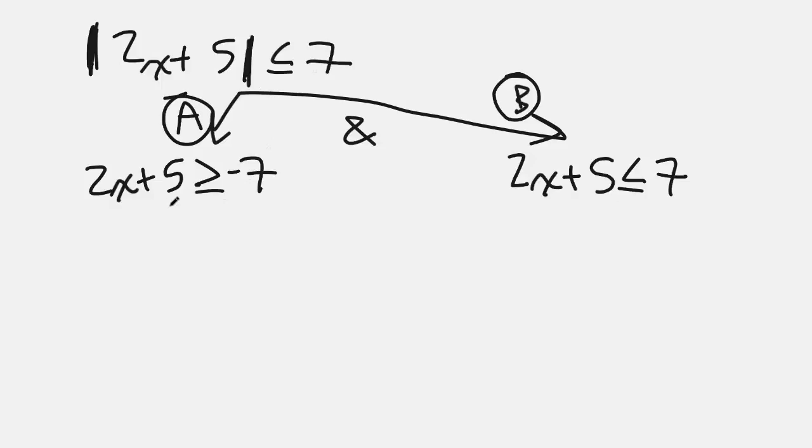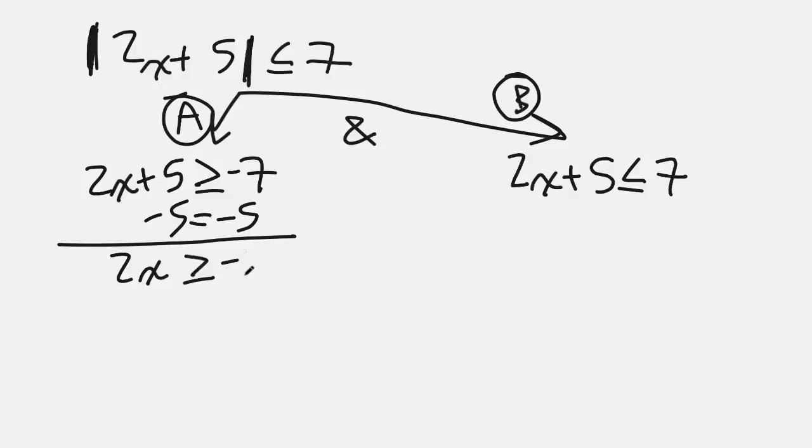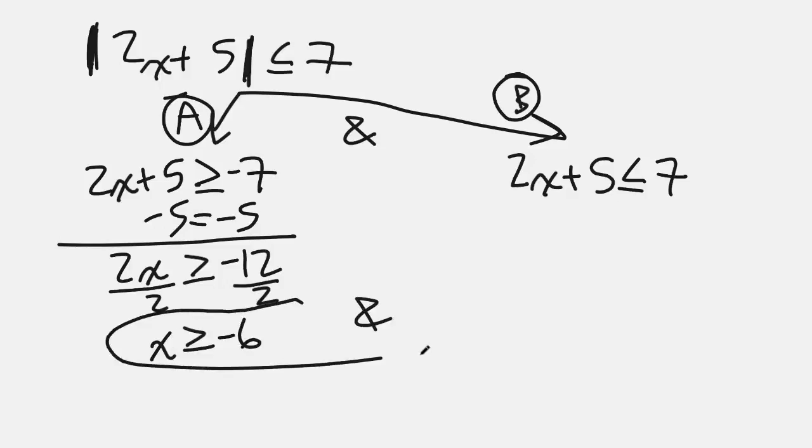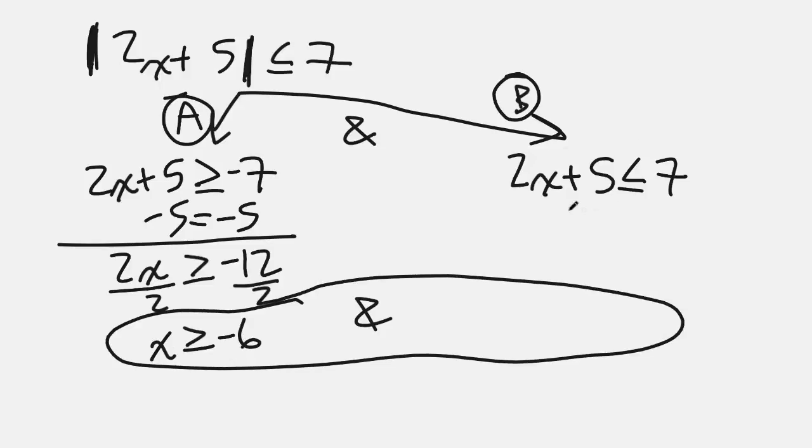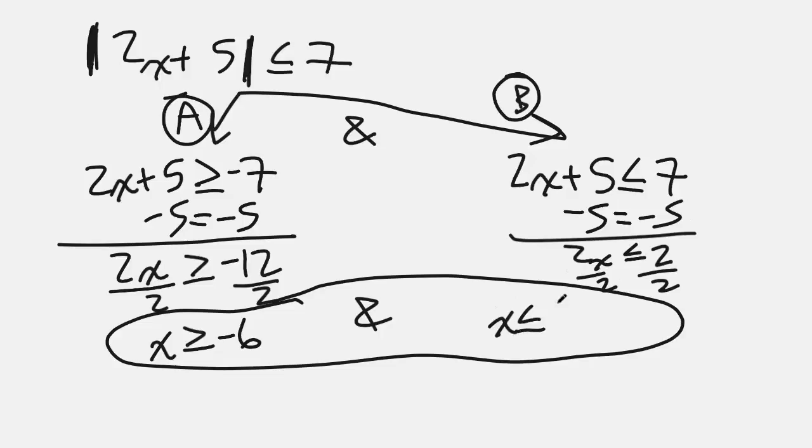Okay, I'm going to approach part A, and I'm going to subtract 5 from both sides, treat it as I would a regular algebraic equality. So I have 2x is greater than or equal to negative 12. I don't want to know 2x, I just want to know x, so I divide both sides by 2, and I have x is greater than or equal to negative 6. Bam, and it's going to be an and for whatever the b part throws at me here. I'm going to subtract 5 from both sides, so I have 2x is less than or equal to 2. Divide both sides by 2. What do I have? Oh, x is less than or equal to 1.